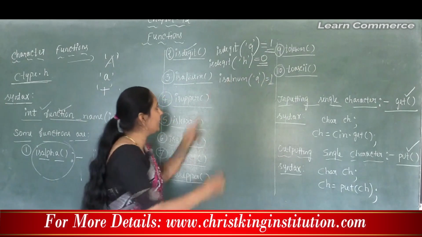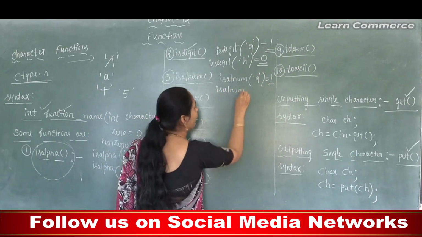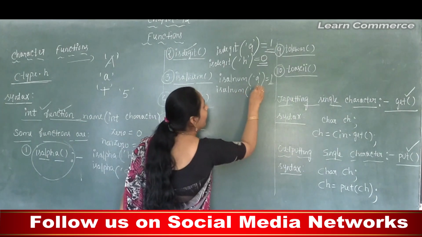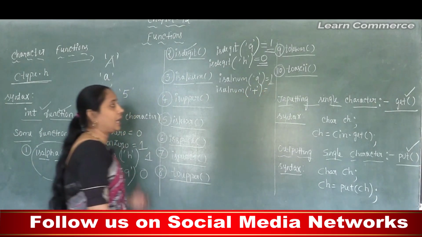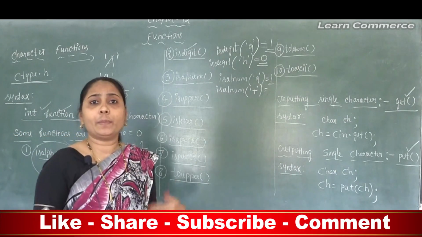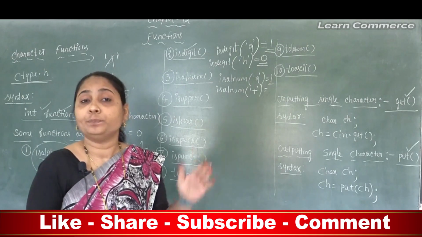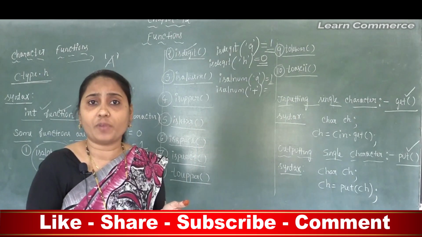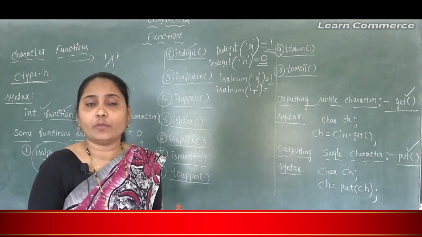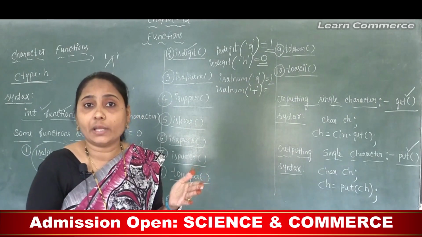Here and next, in case you are using isalnum with a symbol, that means you are not going to use it with this function. As we know, only a digit or alphabet we can use to get the returning value as 1 here. But instead of this, if you are using plus, okay, what's the returning value we will get?